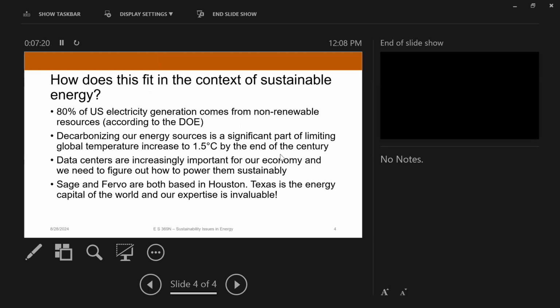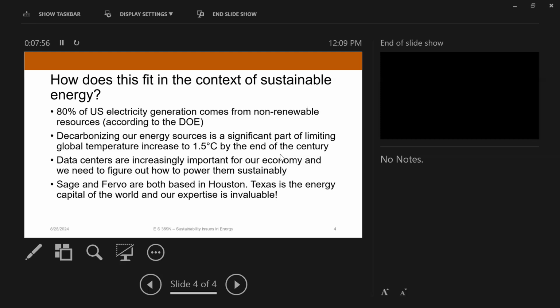So how does this fit within the context of sustainable energy? Well, right now, if you look at the United States as a whole, 80% of our electricity generation comes from non-renewable resources. So mainly natural gas and coal. So this is according to the DOE. If we want to hit this target of limiting average global temperature increase to 1.5 degrees Celsius relative to the 1850 to 1900 baseline by the end of the century, we need to decarbonize our electricity sources because that's still a lot of emissions being produced.